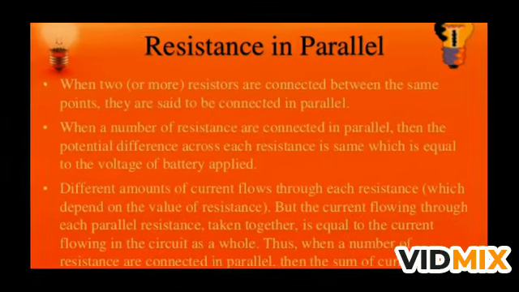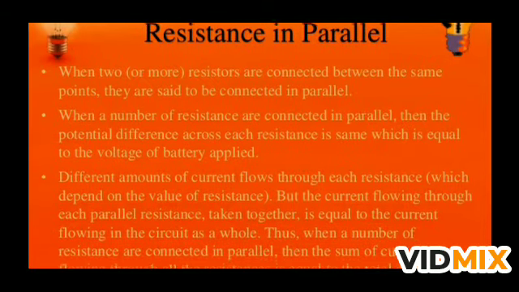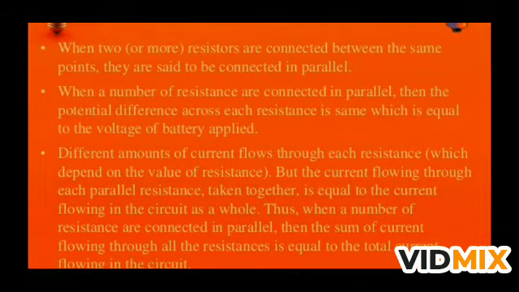Next is resistance in parallel. When two or more resistances are connected between the same points, they are said to be connected in parallel. When a number of resistances are connected in parallel, then the potential difference across each resistance is same, which is equal to the voltage of the battery applied. It is very different from the series.